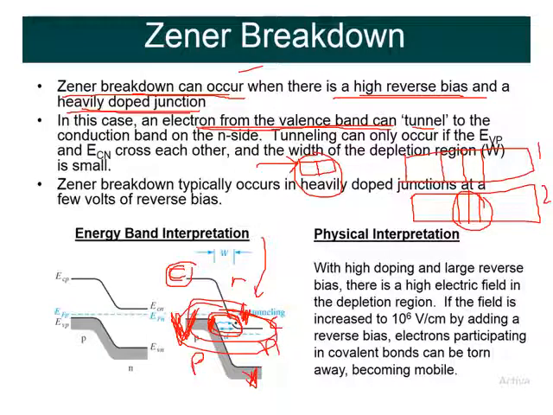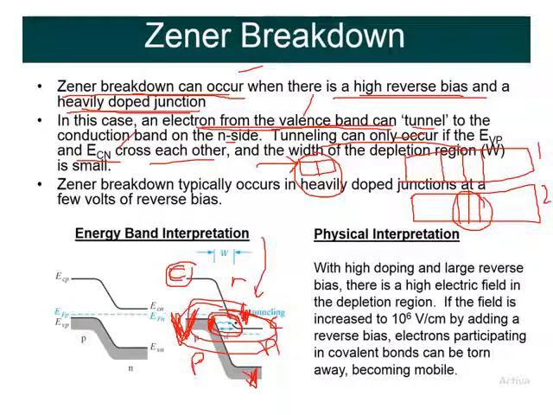So the electron can tunnel from the valence band to the conduction band on the n side. From the p side it is moving towards the n side, from the valence band towards the conduction band, right? Tunneling can only occur when EVP and ECN cross each other.